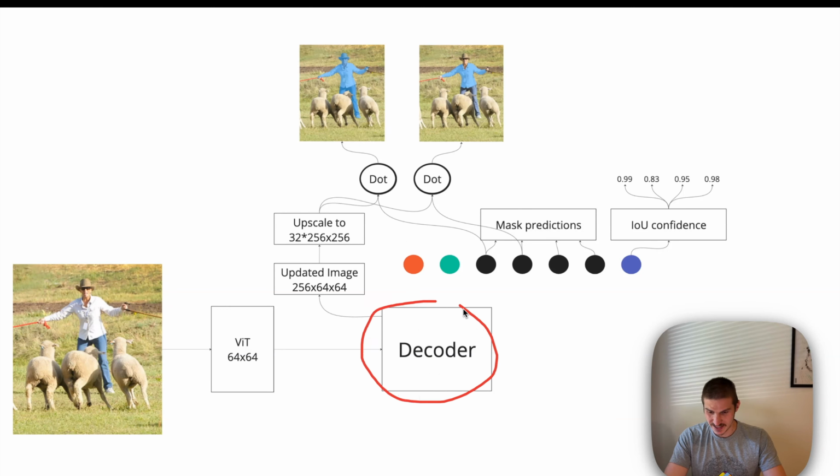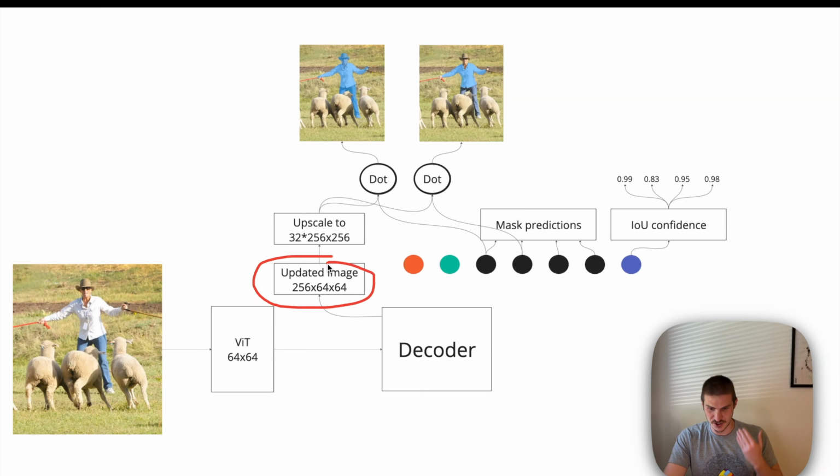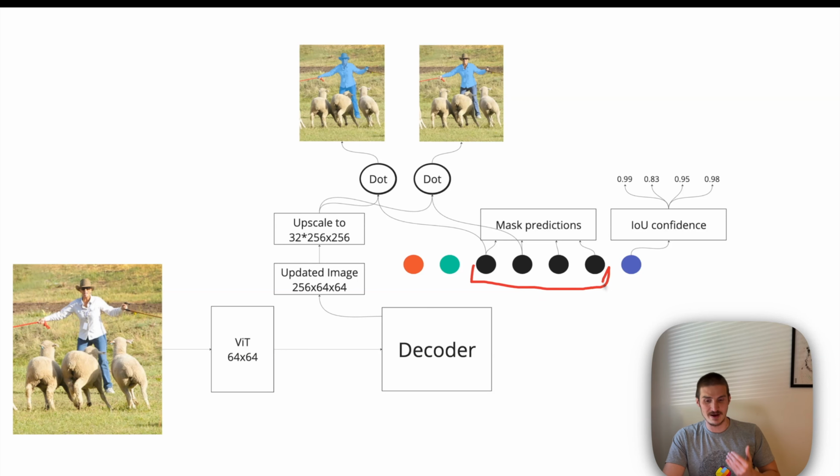So out of the decoder, we get this updated version of our query tokens. We get an updated version of our image feature map. So these two guys are not really used. Then we have 4 mask predictions, and each of them basically corresponds to a unique prediction of an object, and we need several of them to distinguish between parts and subparts of the object.